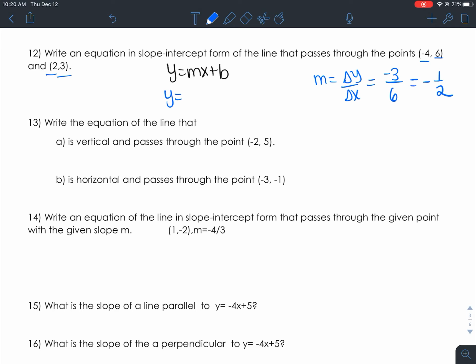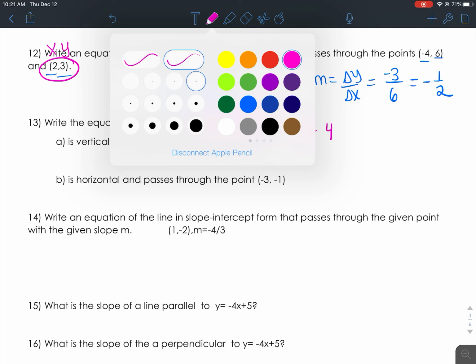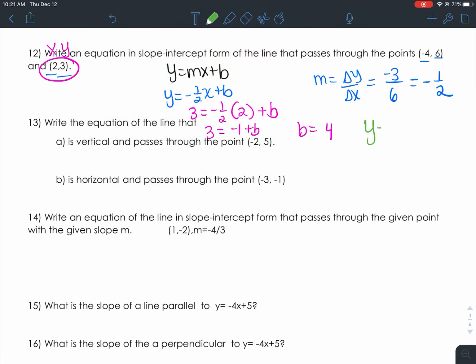So now your equation is y equals -1/2 x plus b. Then we're going to plug in one of our points. Let's pick this one because it's positive, but it doesn't matter. We'll plug in the 2 for x, the 3 for y. So it's going to be 3 equals -1/2 times 2 plus b, which is 3 equals -1 plus b, so b is equal to 4. So then your whole equation for the entire line will be y equals -1/2 x plus 4.